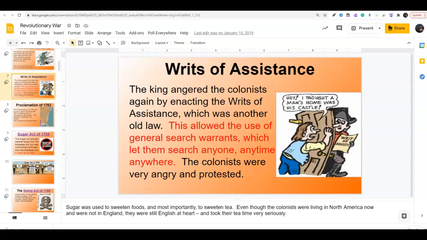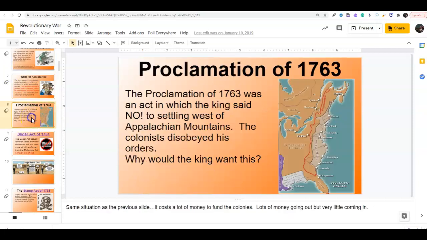One of the first things that the king does is pass something called the writs of assistance, and this is just use of general search warrants. It meant that the British army and soldiers or tax collectors could search anyone, anytime, anywhere. The colonists got very angry with this and they protested against this.